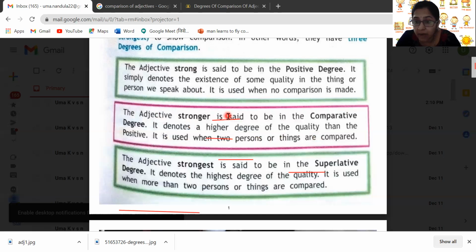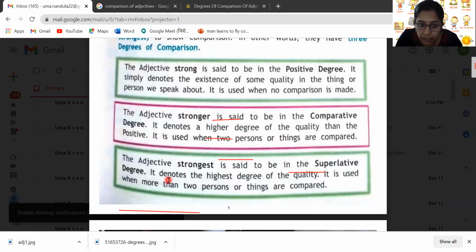Geeta is cleverer than Rita. So when I'm talking about two persons, I compare them, and I use the word "cleverer". It is more than the positive degree, and it is called the comparative degree. That is the second degree of comparison.